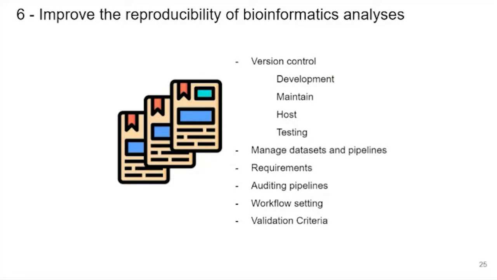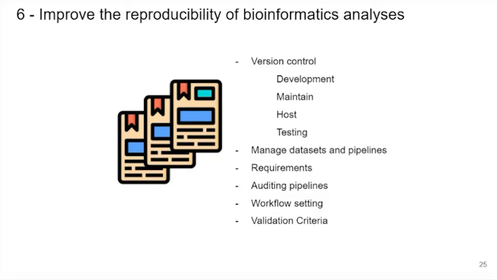Six, they recommend improving the reproducibility of bioinformatics analysis. This needs stable software, and reproducibility should drive how bioinformaticians' pipelines are developed, maintained, hosted, and tested. So they recommend using version control to manage the pipelines and data sets, to provide requirements and auditability of the pipelines using workflow management, and developing validation criteria.